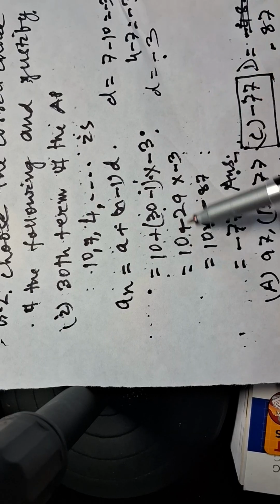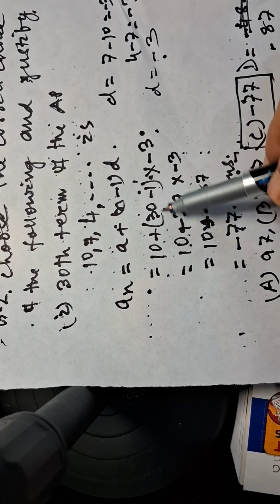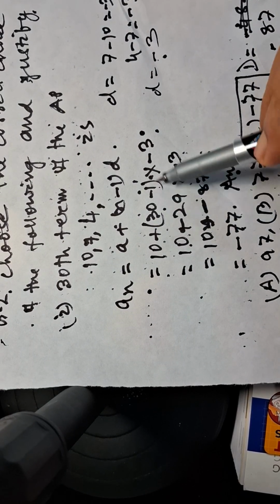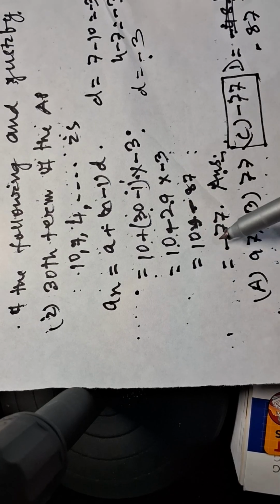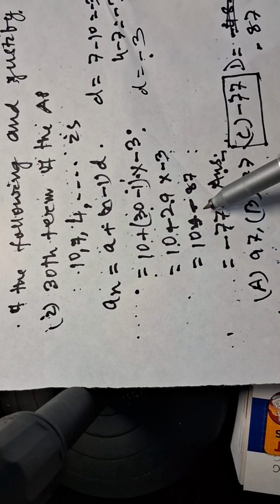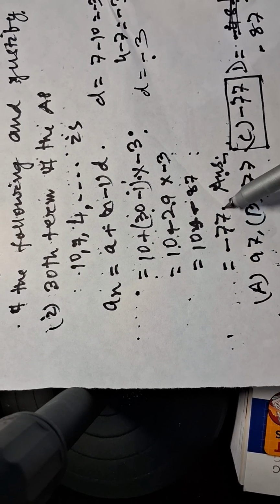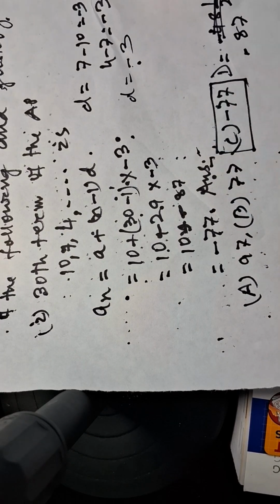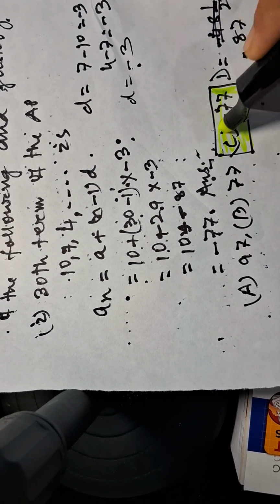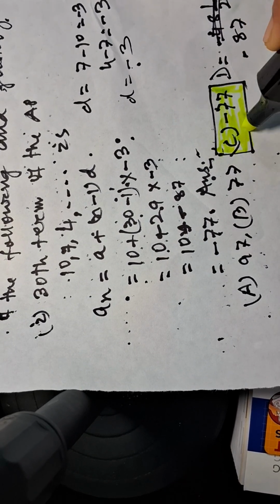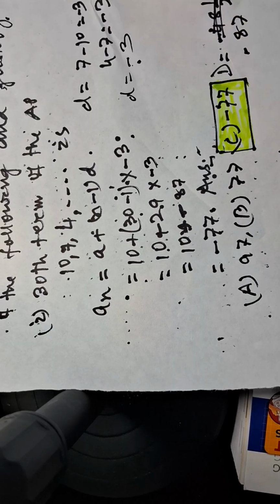10 plus 29 into minus 3, minus 87. Plus 10 minus 87 is equal to minus 77. This will be the answer. Minus 77. This is the right answer.